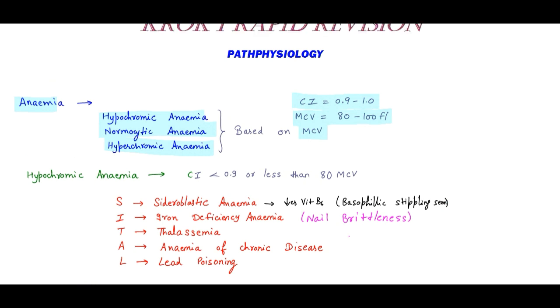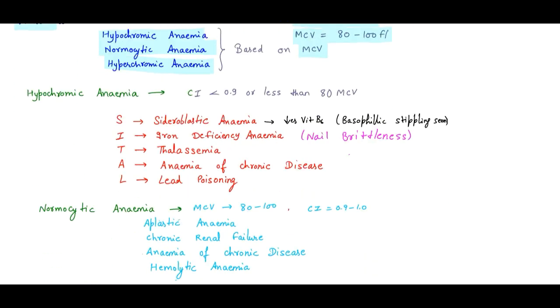Now let's discuss hypochromic anemia. So what is hypochromic? If in the question we are given a color index less than 0.9, or MCV, mean corpuscular volume, less than 80, then it means we can have hypochromic anemia, or we can say microcytic anemia.